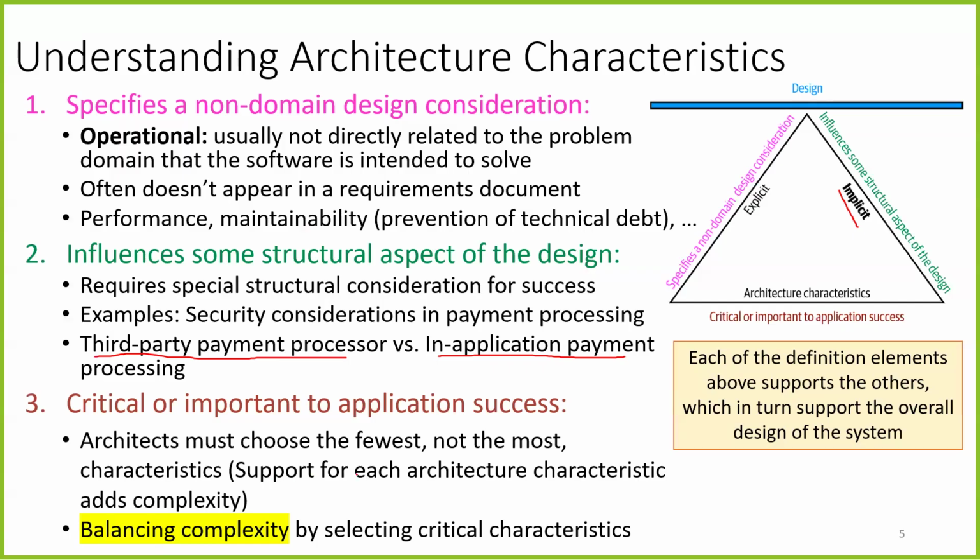Why do we do that? Because you have to choose the fewest quality attributes. We can't really support everything. We have to pick one or a few, not one actually, we have to pick very few. Why? The more quality attributes you want to implement in your system, the harder your design will become. So you have to balance the complexity of the system by selecting only the most critical characteristics or quality attributes that you want to support.